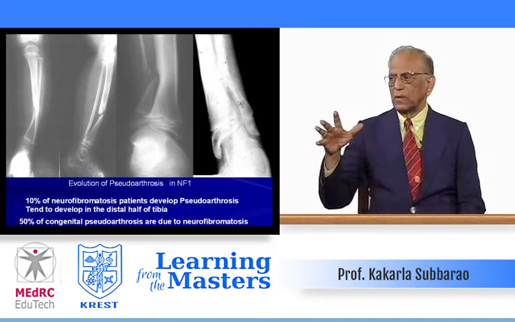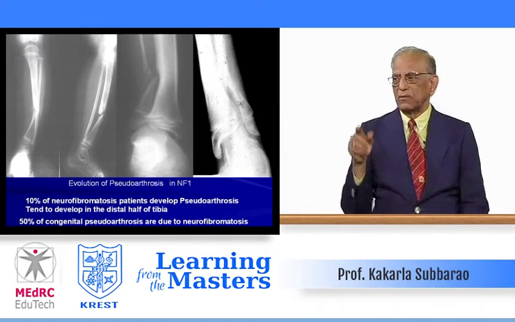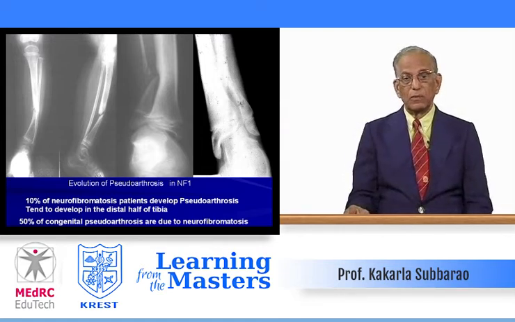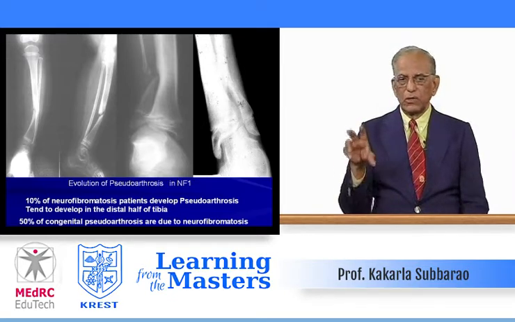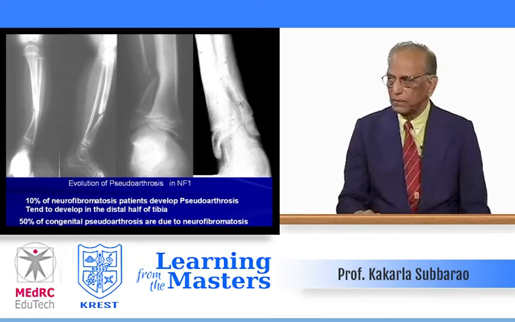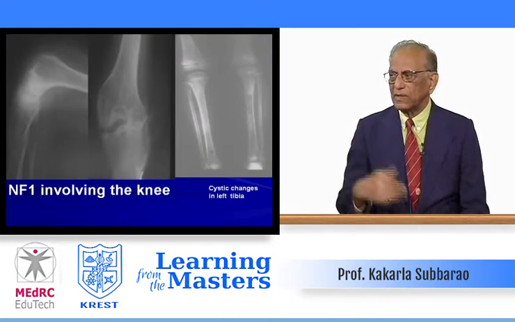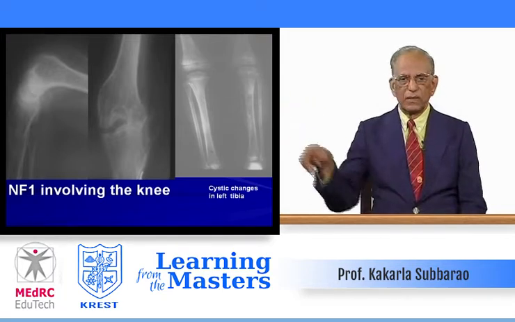Evolution of pseudoarthrosis in a child, look at from left to right in an NF1. 10% of neurofibromatosis patients develop the fracture first and then pseudoarthrosis, particularly in the distal half of the tibia. 50% of congenital pseudoarthrosis, as I mentioned, most of them are due to neurofibromatosis. Again, involving the knee, look at the deformity, look at the exaggerated intercondylar notch in the femur, and one on your right, cystic changes in the left tibia.